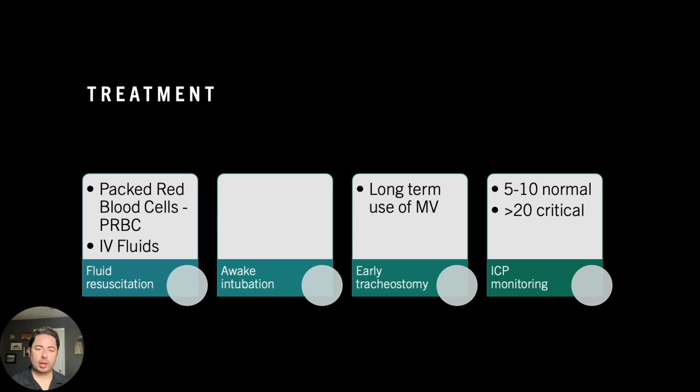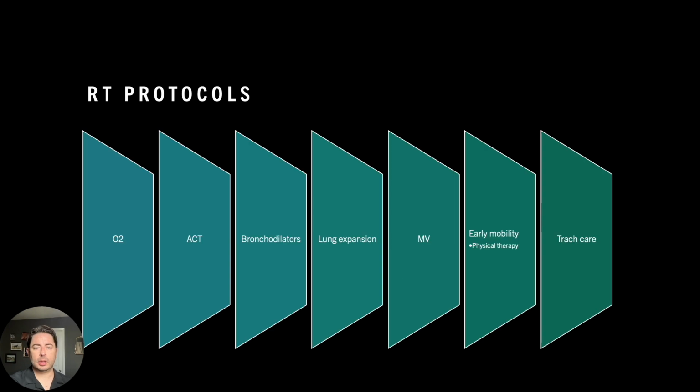And the last thing that we're going to look at is increased intracranial pressure monitoring. So normal ICP is 5 to 10. Anything that's greater than 20 is going to be critical. We'll talk about in our trauma unit how we actually monitor this and how we treat for increased ICPs. So when we talk about our protocols, we want to make sure that we are oxygenating these patients adequately. They may not have an effective cough, so we're talking about airway clearance.